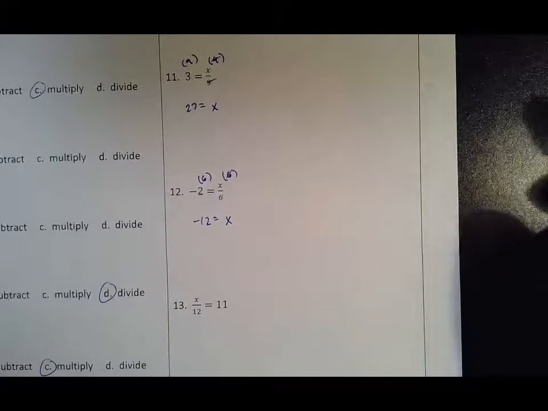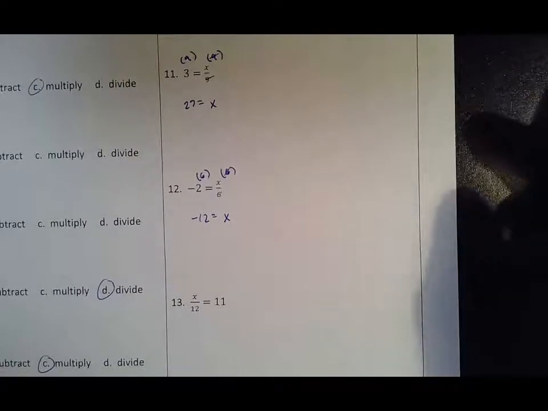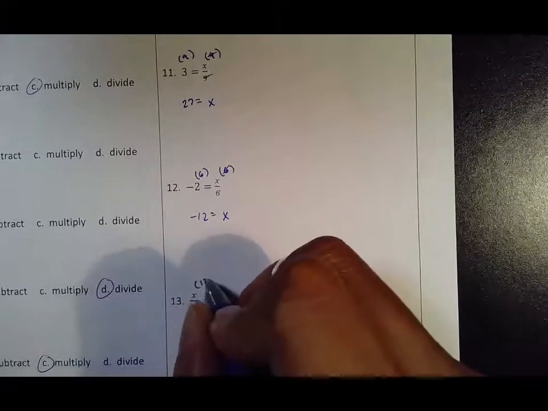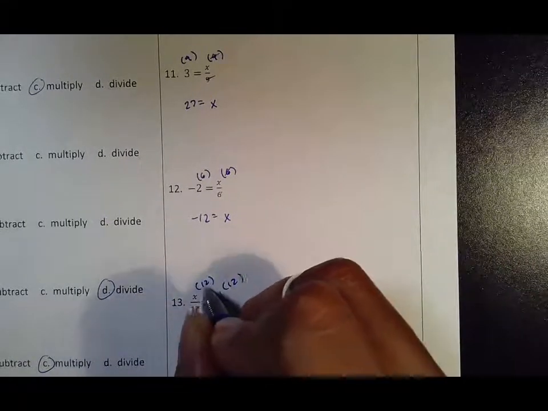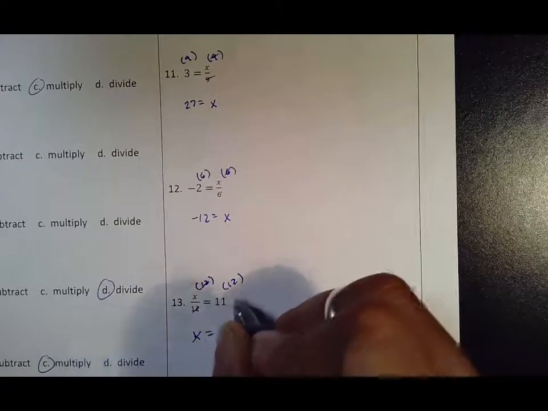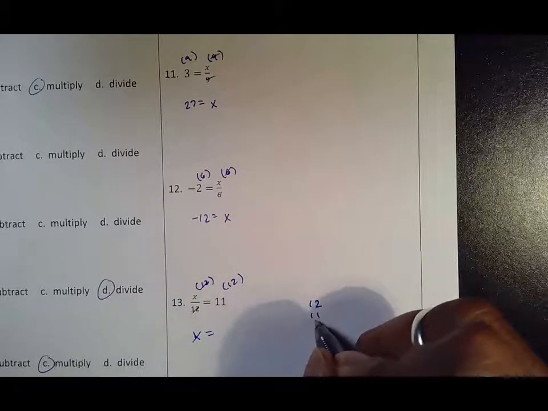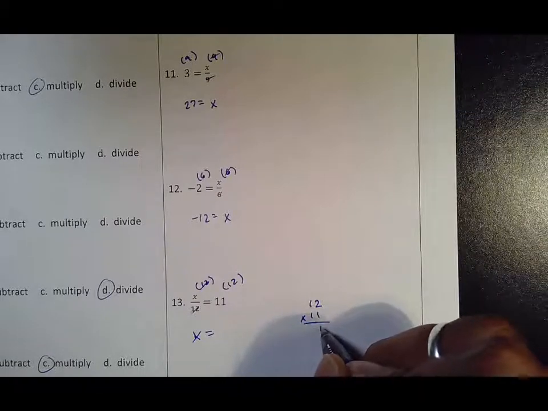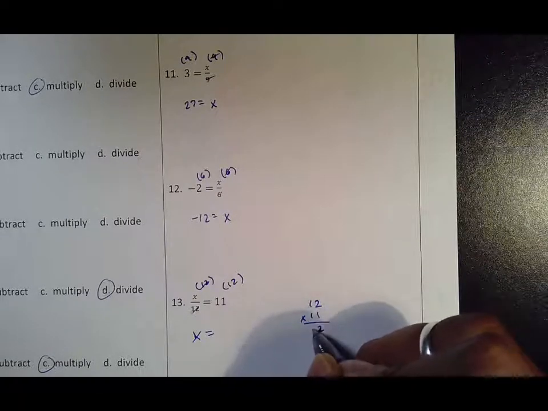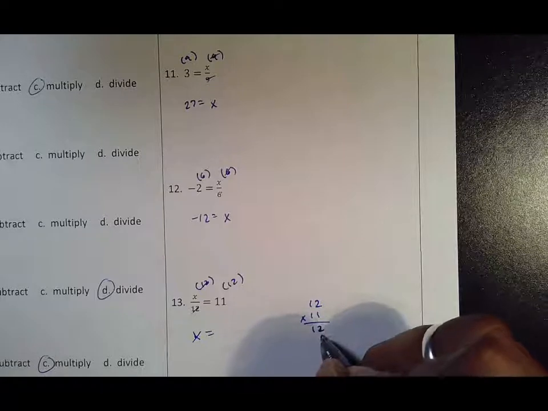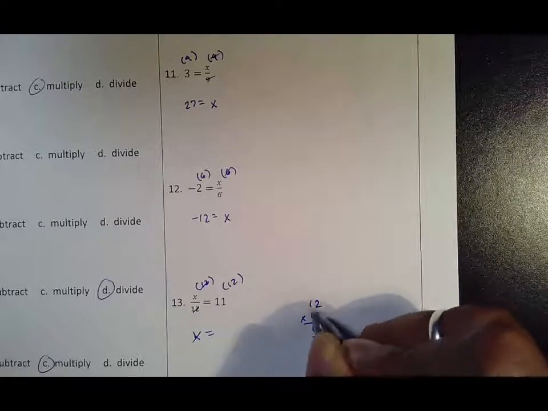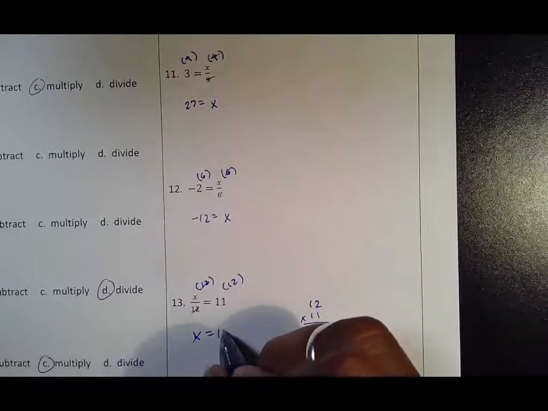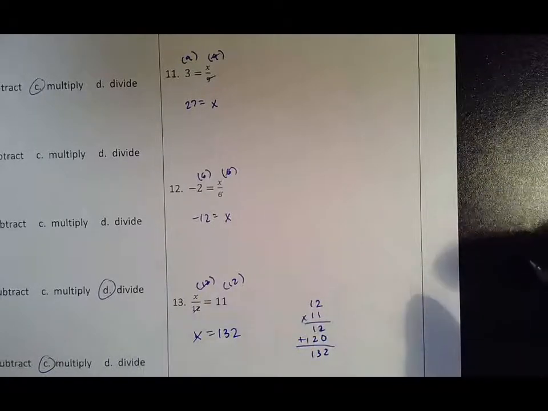X over 12 equals 11. The way you do that is you recognize it's divided by 12, so we'll multiply by 12. These two things go away. I do not know what 12 times 11 is, so I'll go over here to the side and set it up. 1 times 2 is 2. 1 times 2 is 2. 1 times 1 is 1. Once I'm finished, bring down a 0. 1 times 2 is 2. 1 times 1 is 1. Add these two things together, getting 132.